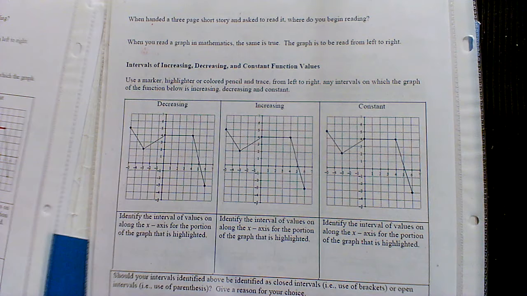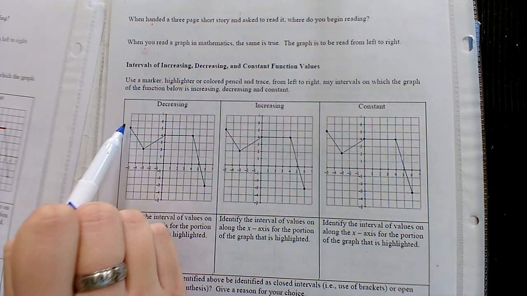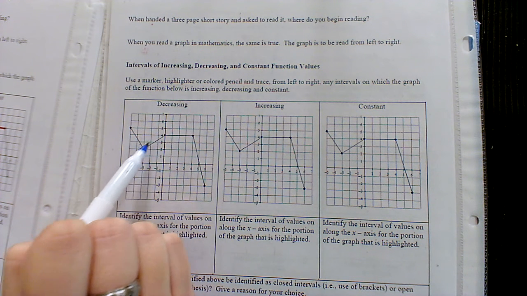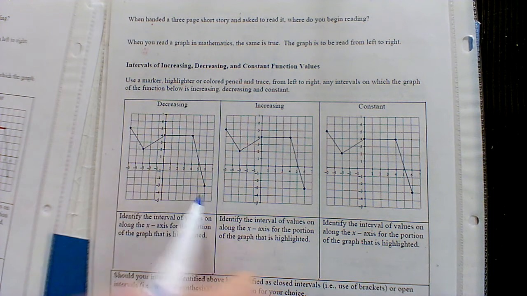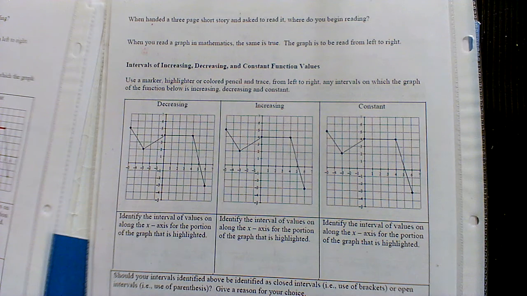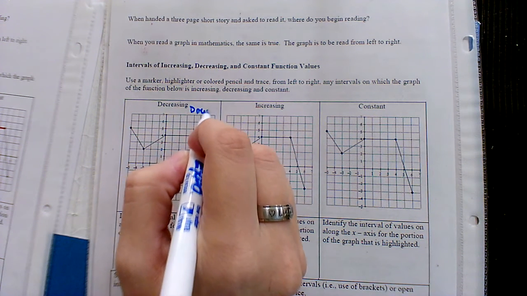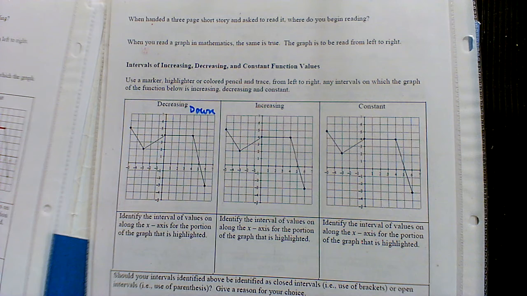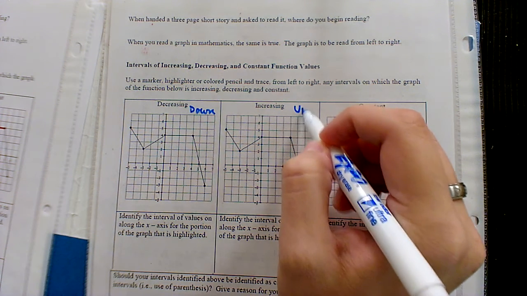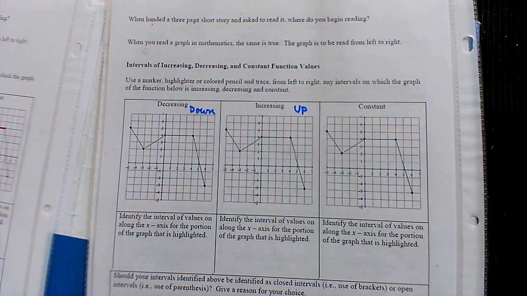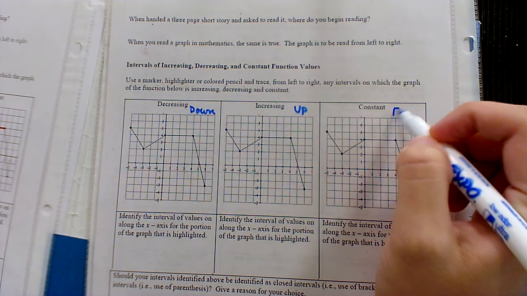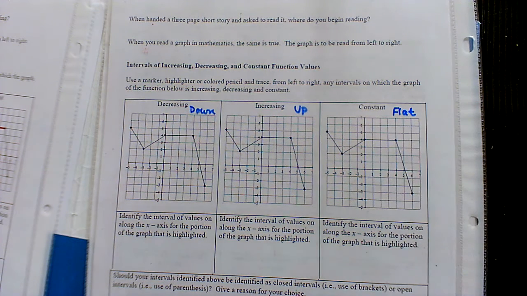Okay, you want to go ahead and think about it. If you were to trace this graph from left to right, I want you to think about where is your pencil or pen or marker going down. Okay, that would be for decreasing. Where is your pen or pencil going up? That would signify a portion where you're increasing. And when on this graph is your pen or pencil flat? Meaning you're constant. You're not going up, but you're not going down either.